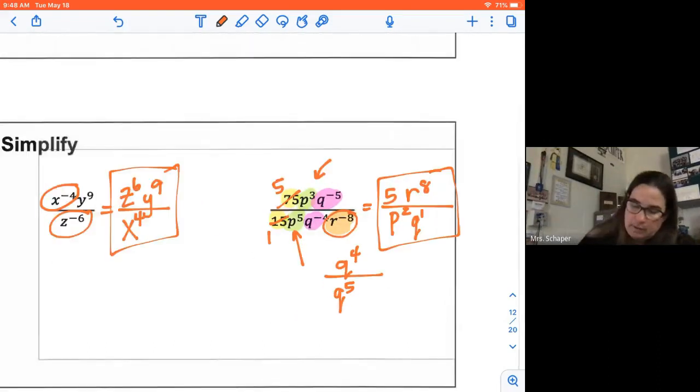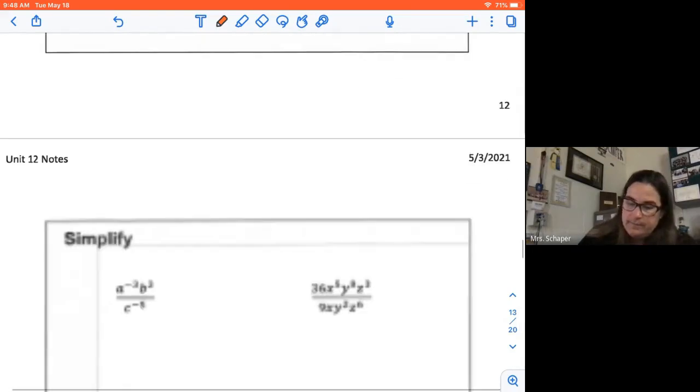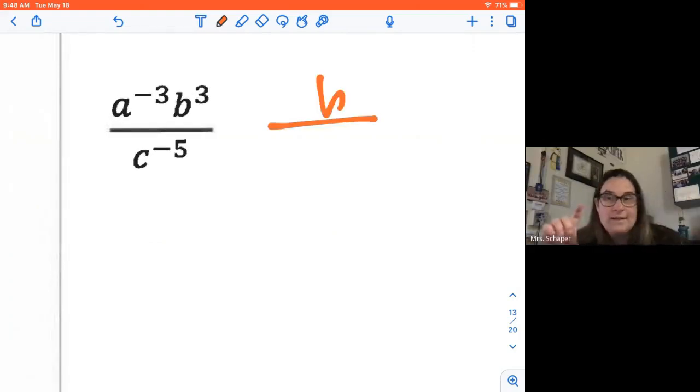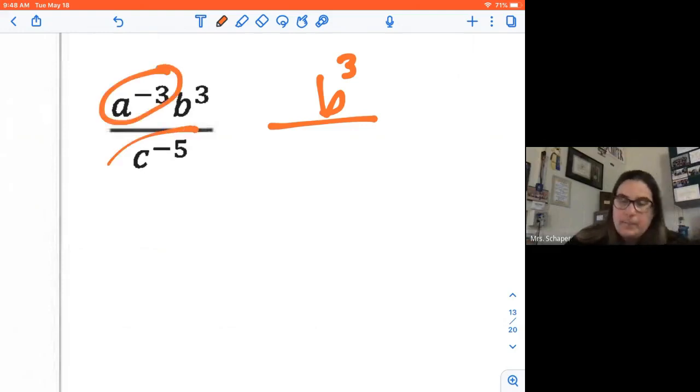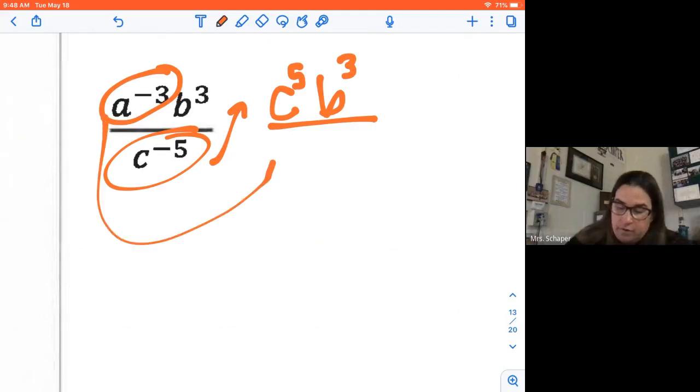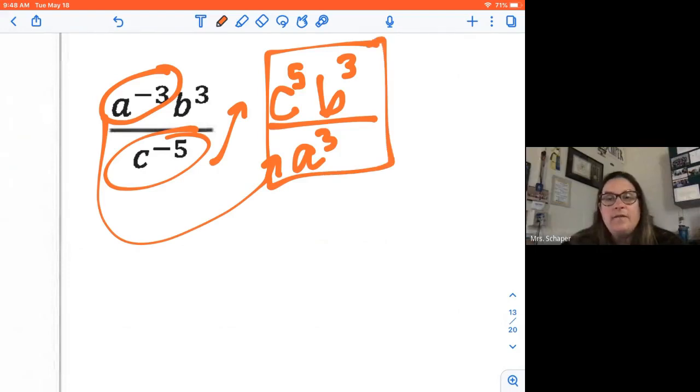Okay. All right, let's take a look at another one. The b to the third, that gets to stay put. It has a positive exponent. We don't do anything with it. But my a to the negative 3 and c to the negative 5, that's not working where it's at. So to make the exponent positive, I move it to a different part of the fraction. So c to the 5th, that's got to move on up. A to the negative 3rd becomes a to the 3rd in the denominator.